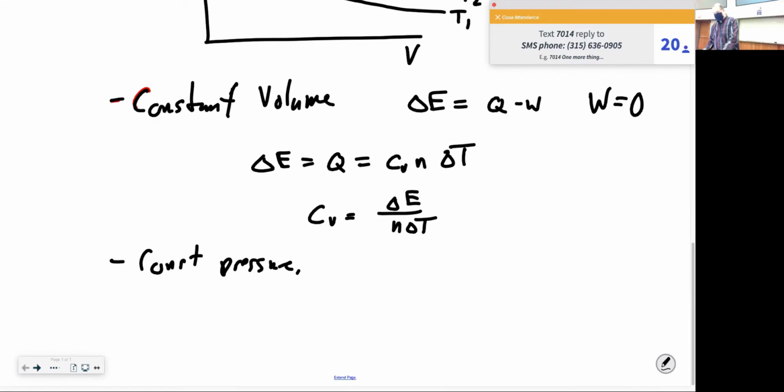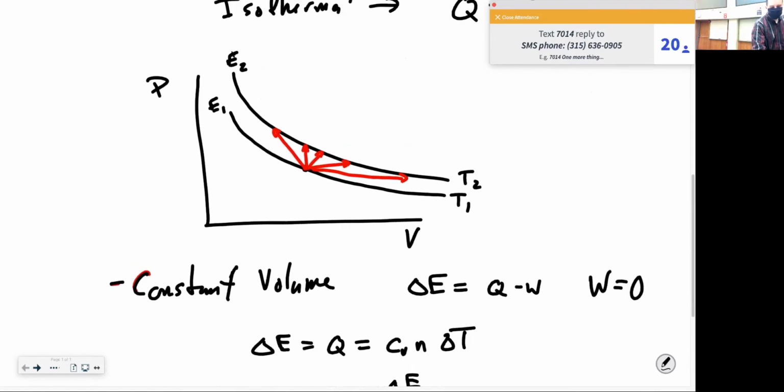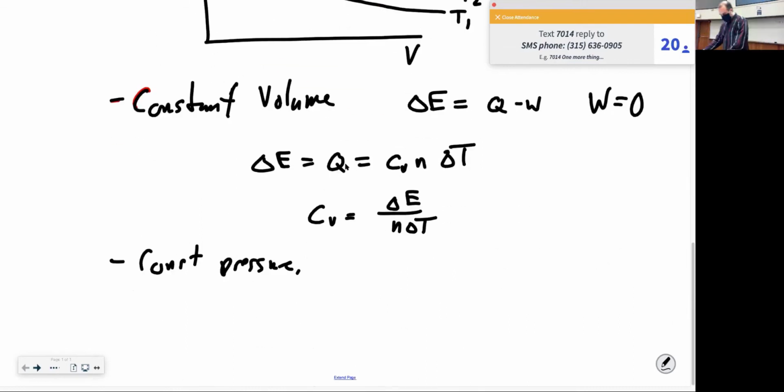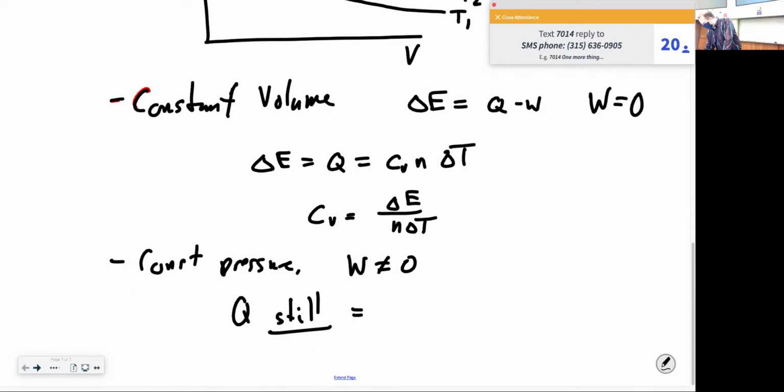V changes now. So this is this curve, this line right here. Pressure isn't changing, but volume is. So work is not 0 anymore. Work is not 0. But it's still true that Q equals CP delta T.